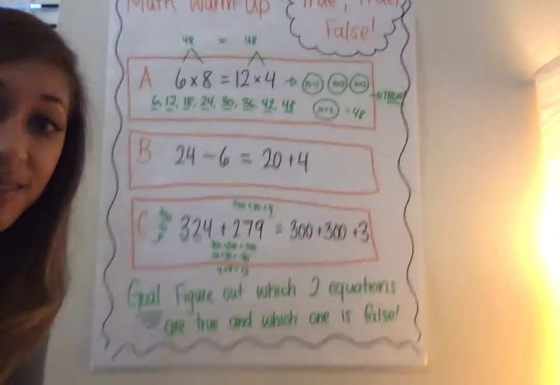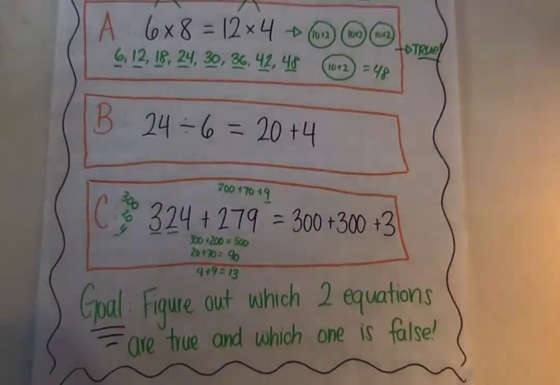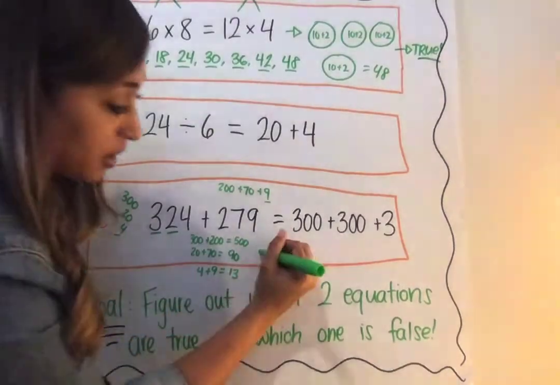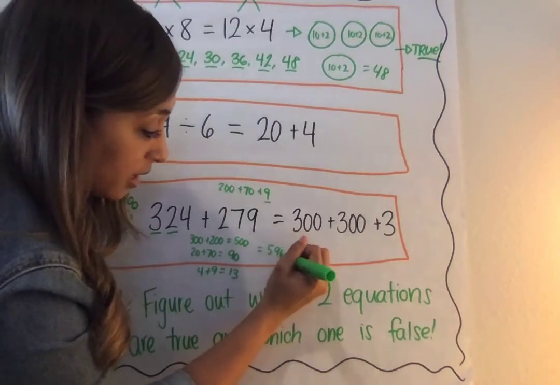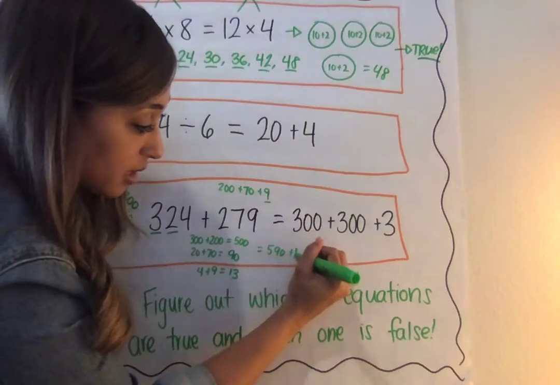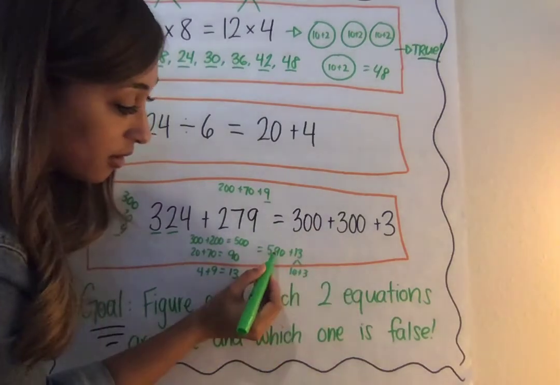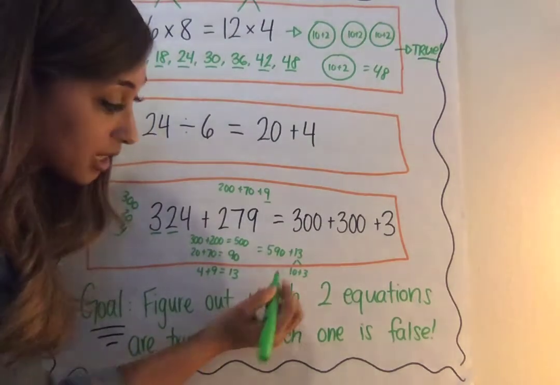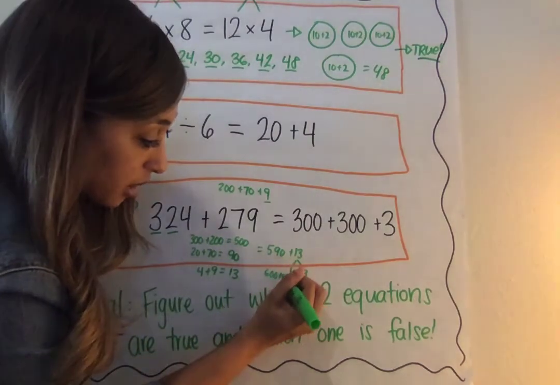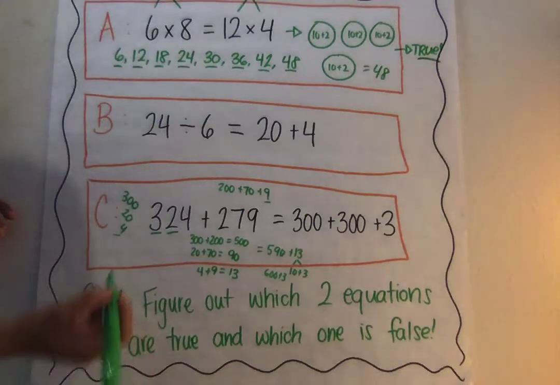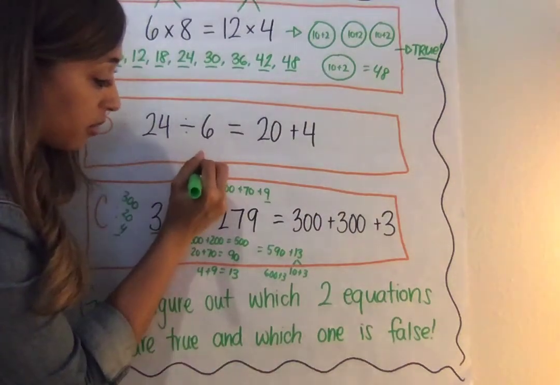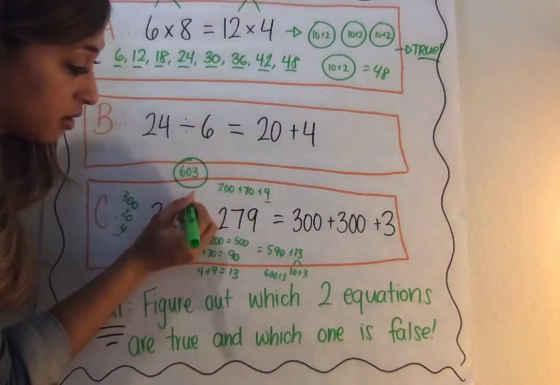So we have 500 plus 90 would be 590 plus the 13 ones. 13 would be made up of a 10 plus a 3. 590 plus 10 would be 600. 600 plus 3 gives me 603. So on one side of my equation, I have 603.